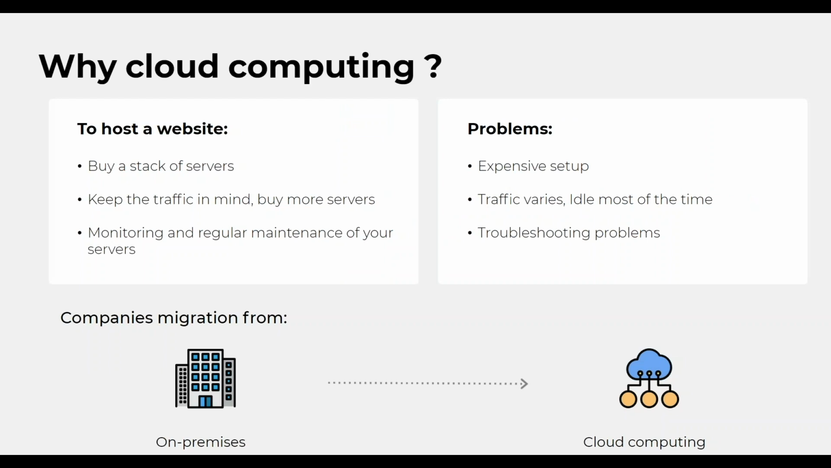Now, the big question is why companies are migrating to cloud computing. To host a website, it is essential to buy a stack of servers, and the most important thing to keep in mind is the traffic and also the necessity to add more servers, maintaining these servers and monitoring them regularly. So these are some of the most common factors for on-prem monitoring. The problem with on-prem monitoring is that it is expensive, because more servers, more bandwidth, and larger amounts of traffic need to be provided. At the same time, should there be any issue, troubleshooting could also be a little time-consuming. These are some of the factors why many companies have decided to migrate from on-prem to cloud computing.